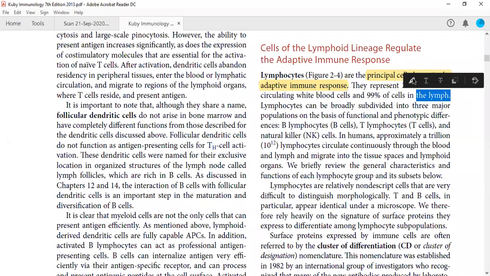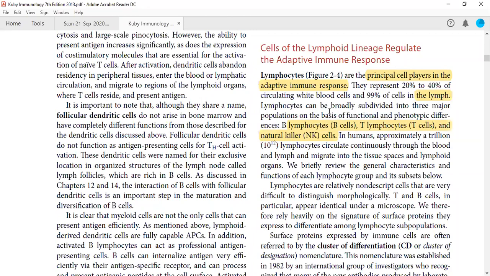So in the first class itself, we discussed two types of circulation in our body. One is blood circulation, second is lymph circulation. The lymph system has these major cell types, but in blood, in the WBC category, lymphocytes make up 20 to 40% of the white blood cells. Lymphocytes can be broadly subdivided into three major classes: B cells, T cells, and natural killer cells.